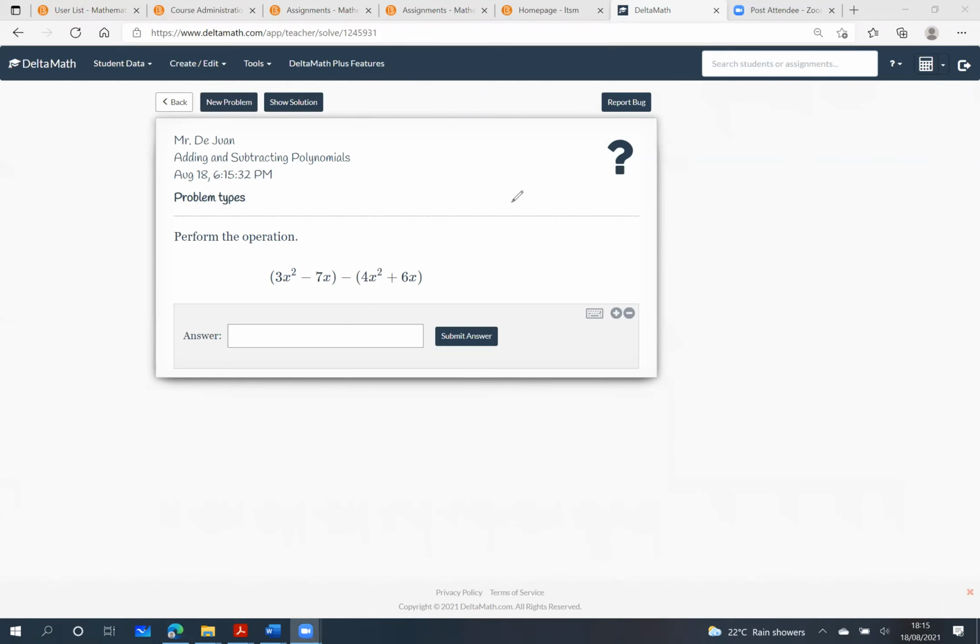Now we have a subtraction. What is critical to remember that we've seen in class? That negative is actually a negative 1, everyone. So what we're actually looking at is 3x squared minus 7x minus 4x squared minus 6x. When we subtract, we are changing the signs. You see how it was positive? Now it's negative. So remember, we are changing the signs when we subtract.